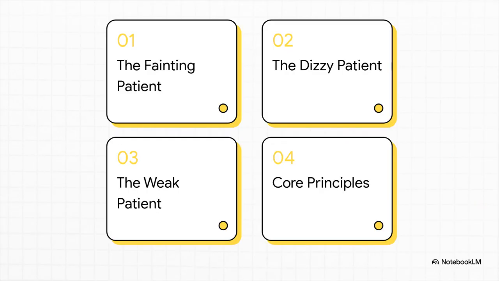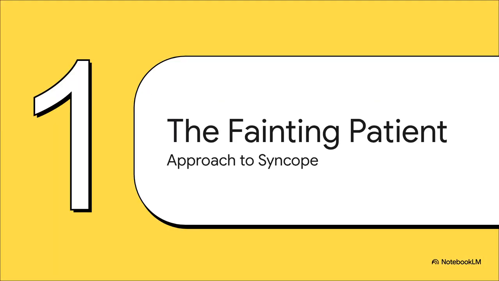So here's our game plan. We're going to tackle fainting, dizziness, and weakness, treating each one like a clinical puzzle we're going to solve together. Then we'll pull it all together at the end and look at the core principles that link all of them. First up, the fainting patient.